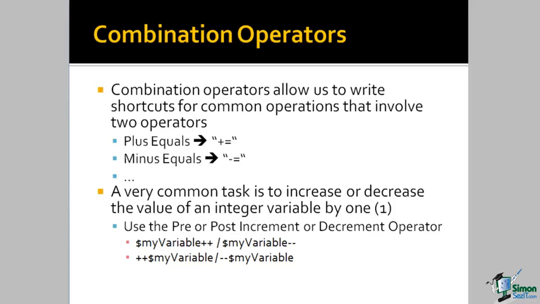Putting the plus plus or the minus minus before the variable name says, hey, change the current value first. Either add or subtract 1 from the current value and then use it with whatever it is that you're doing. So these, again, are shortcuts. If you're not comfortable with them right off the bat, it is not a big deal, because they mean exactly the same thing as saying my variable equals my variable plus 1, or my variable equals my variable minus 1. So these are, again, just shortcuts.